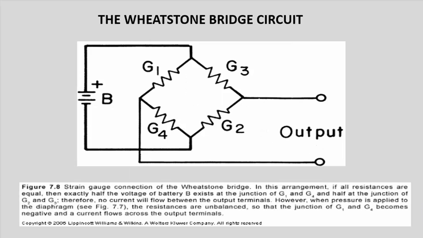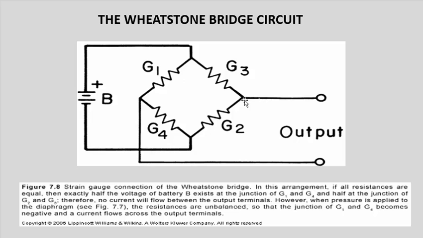bridge circuit. We have a battery here connected to 2 points on a series of these 4 resistors arranged in parallel and in series. So that G3 and G2 form one network and G1 and G4 form a separate network. But remember, they're connected to the strain gauge so that G1 and G2 are paired.